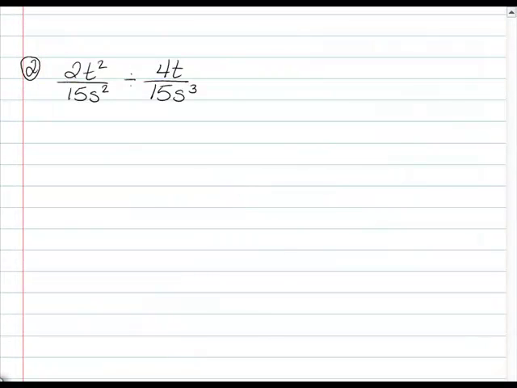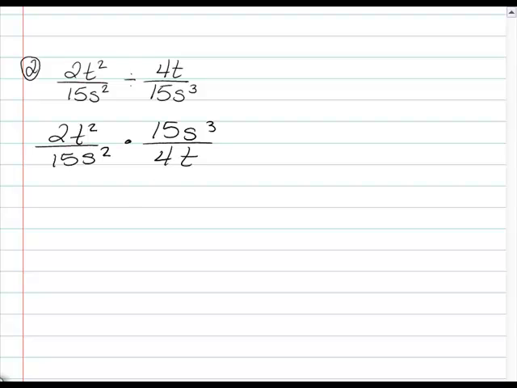So for our second example of division, we've got 2t squared over 15s squared divided by 4t over 15s cubed. So again, we're going to have to flip this. So we're going to have 2t squared over 15s squared times 15s cubed over 4t. Okay, so 2 and 4 are both divisible by 2, so that 2 becomes a 1, 4 becomes a 2. Notice you have a t squared on the top and 1t on the bottom, so that t squared becomes a t, and this t on the bottom goes away.